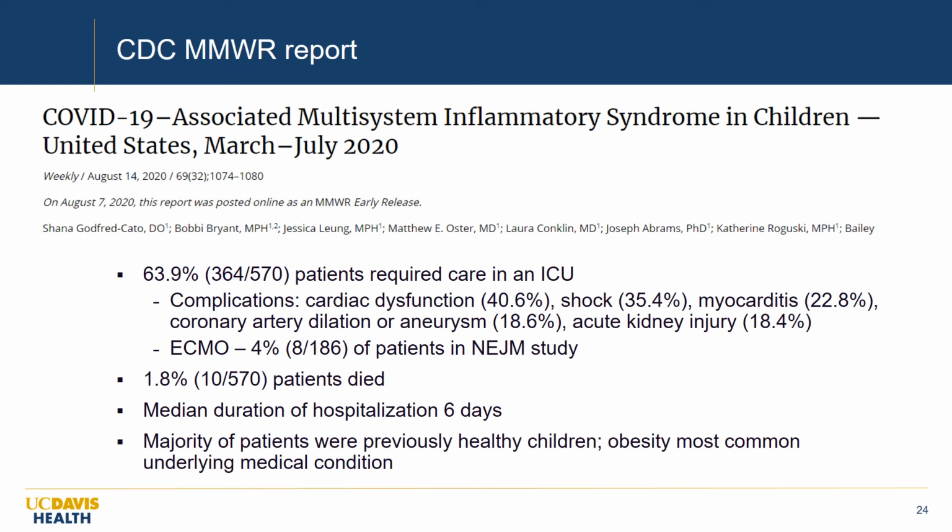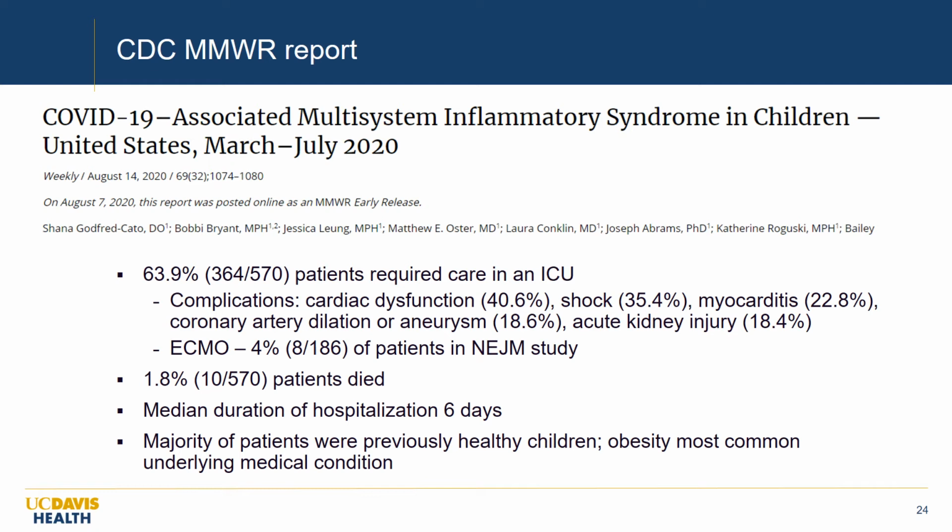The CDC put out a report in August, and this summed up their experience with MIS-C in children across the U.S. from March to July. What they reported was that generally these patients were sick. About 2/3 of them required care in an ICU. A lot of them had cardiac dysfunction seen on echo, shock, myocarditis, coronary artery dilation or aneurysm, as well as acute kidney injury. And then, as I said previously, about 4% of patients have actually needed ECMO.